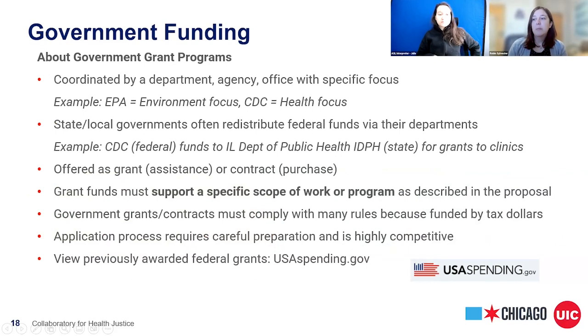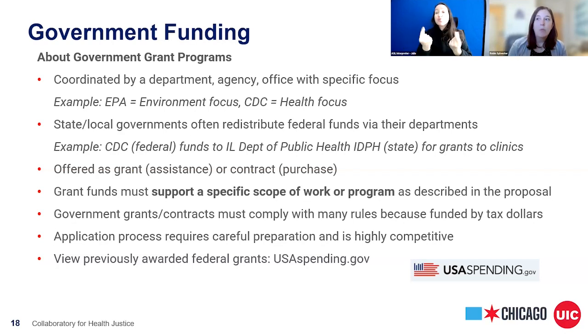So this slide outlines some of the common characteristics of government grants. First, government grants are usually offered and coordinated by a specific department or agency with a specific focus. For example, the CDC focuses on health issues. In addition, state and local governments often redistribute federal funds through their departments related to the original funding agency. So it's important to get to know the agencies that work in your programmatic area and investigate whether they have information on their websites about available grants or their grant-making process.